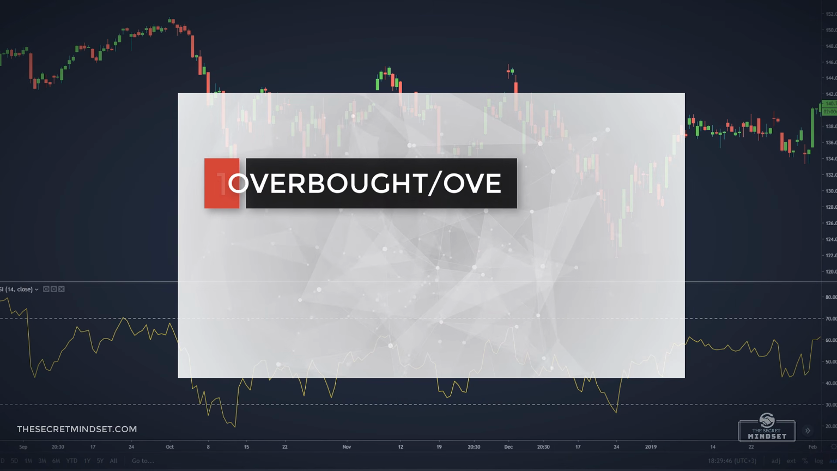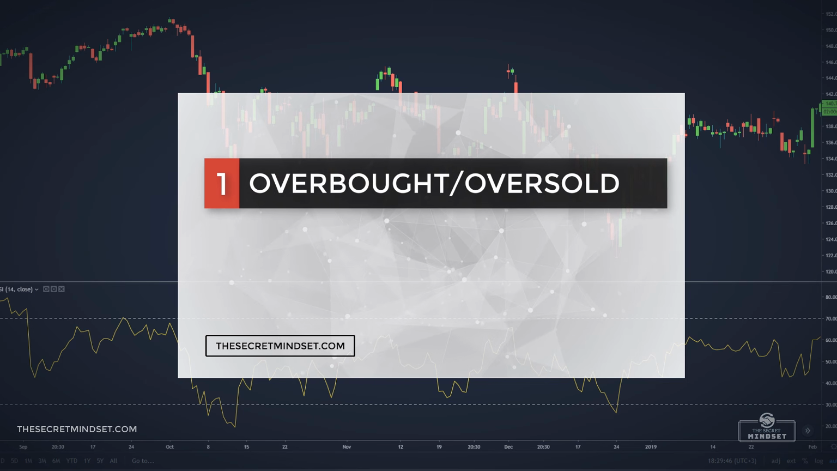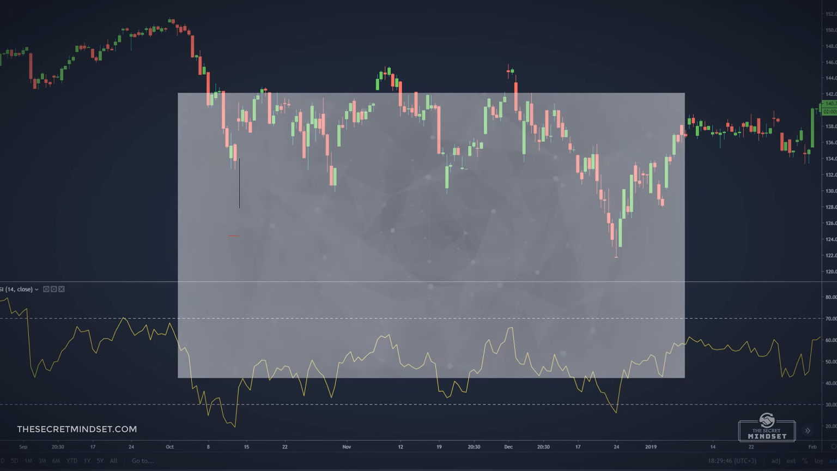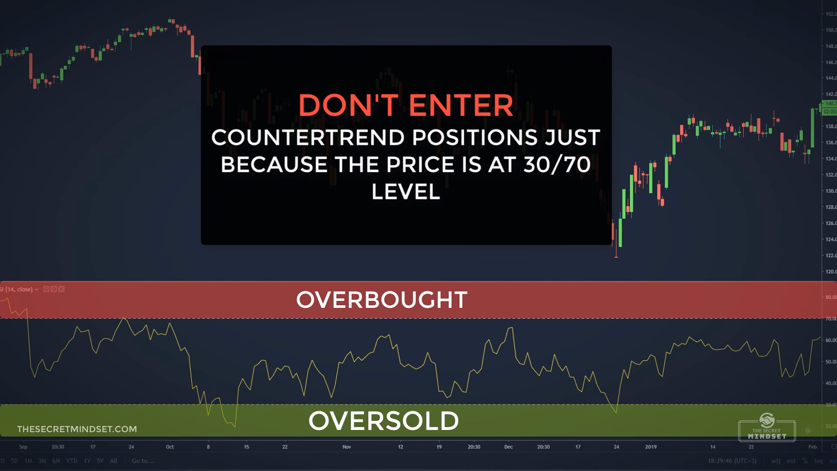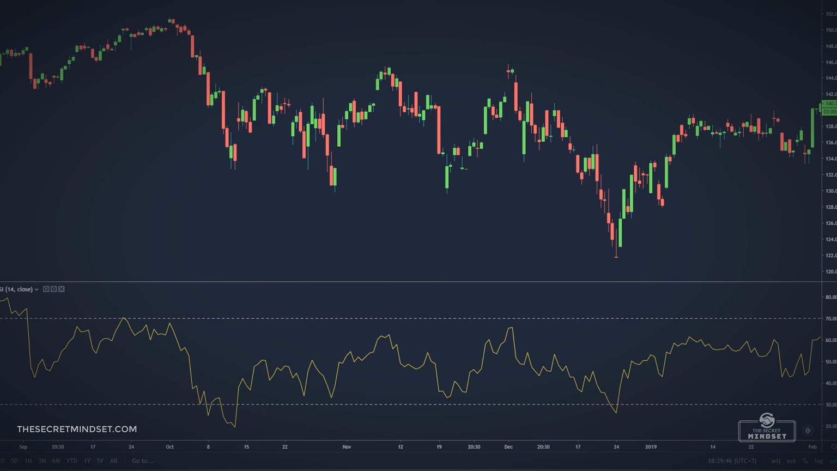First, you could use RSI as an overbought and oversold indicator. The RSI is indeed useful for gaining an overview of the overbought and oversold conditions of the market, but it shouldn't be used as a trading signal without a confirmation. Don't let the 70 and the 30 RSI levels fool you into entering counter-trend positions. Simply because a market reaches overbought or oversold levels doesn't mean that prices will immediately reverse in the opposite direction.